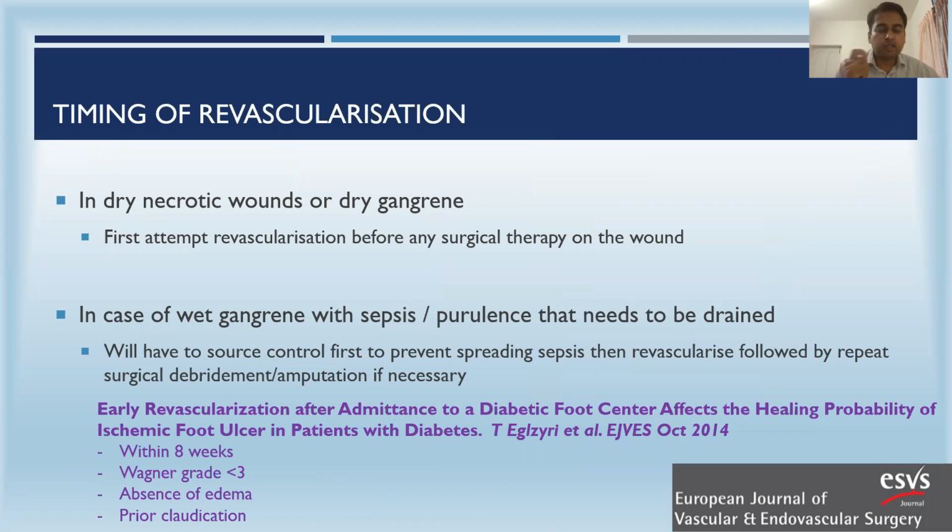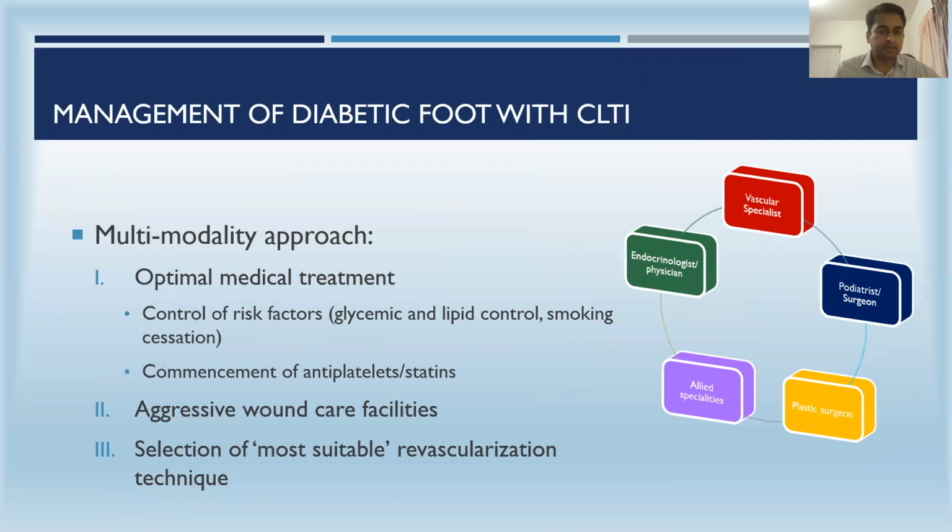If the patient has wet gangrene, of course, it's worth doing source control of the sepsis, then the revascularization, and finally the definitive debridement. Again, there's evidence to say that the earlier you revascularize the patient, the smaller the wound and the better the results. Ultimately, I want to stress that management of CLTI and diabetic foot ulcers is a multimodality approach. We have not only the vascular surgeon, but also general surgeons, podiatrists, plastic surgeons, endocrinologists and physicians, and various other allied specialties like physiotherapists and dietitians involved in the care.